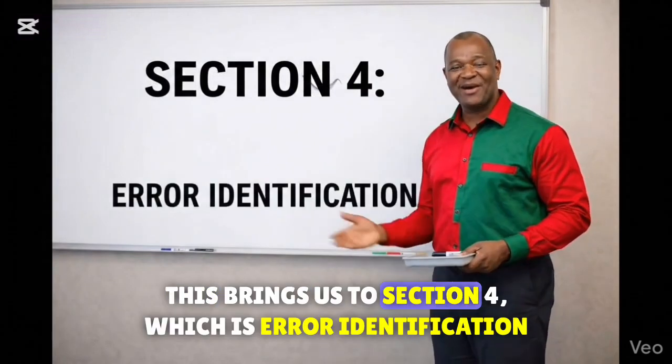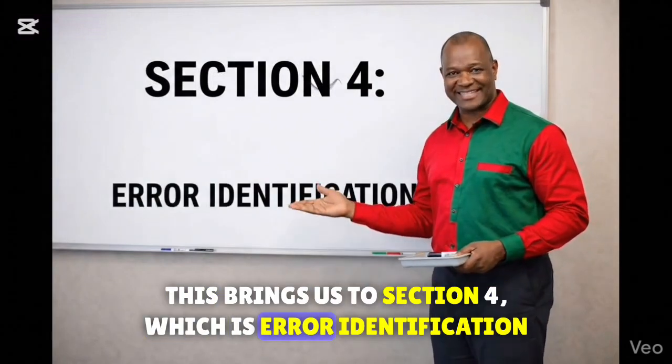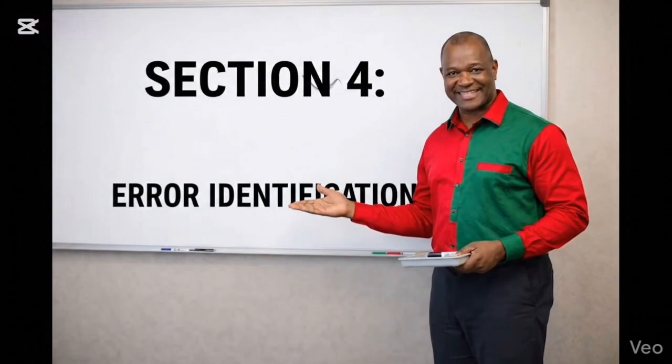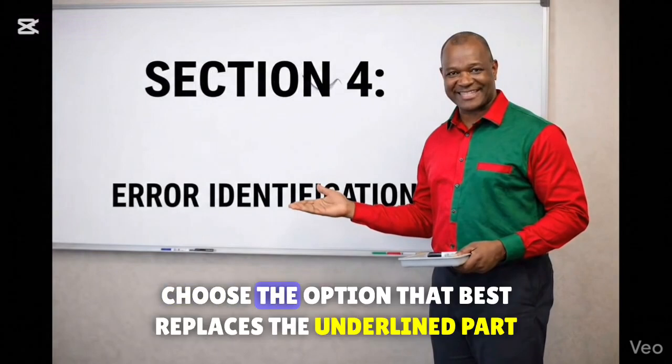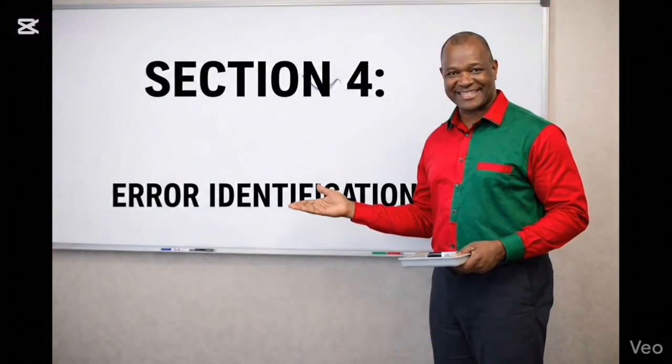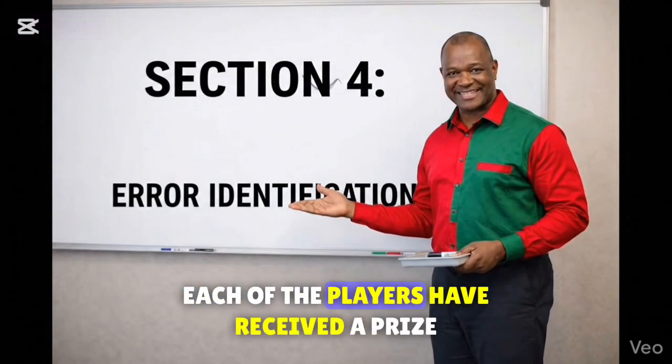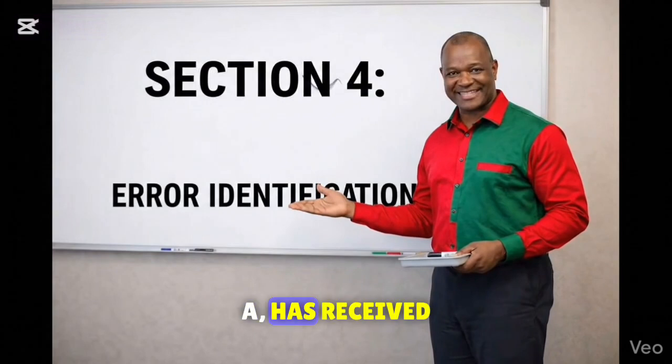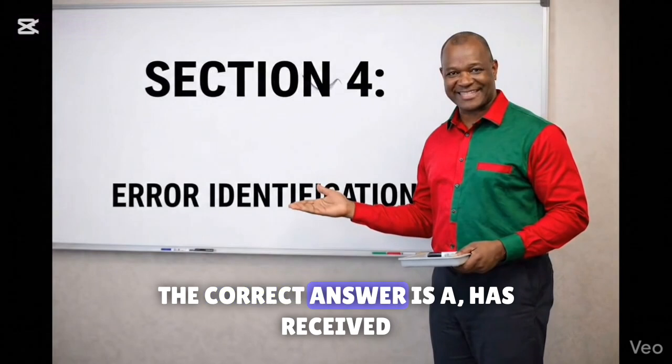This brings us to section 4, which is error identification. Instruction: Choose the option that best replaces the underlined part of the sentence. Question 10. Each of the players have received a prize. A, has received. B, had received. C, received. D, receiving. The correct answer is A, has received.